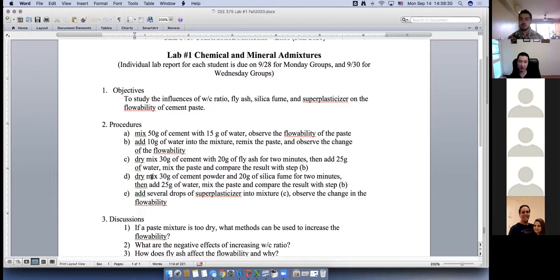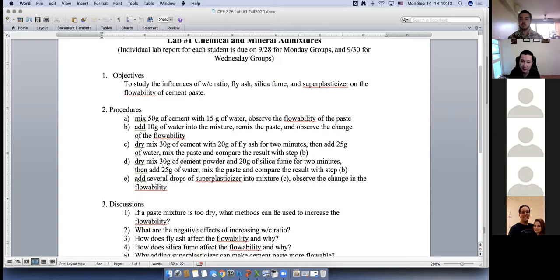Then the next step is we mix 30 grams of cement with 20 grams of silica fume. Okay. So that is again 40% of silica fume. Then again 25 grams of water. Okay. So compare the result with the previous mixes. And then the final step is we add some superplasticizer into mix C, which is here, and also observe how superplasticizer can enhance the flowability of paste.